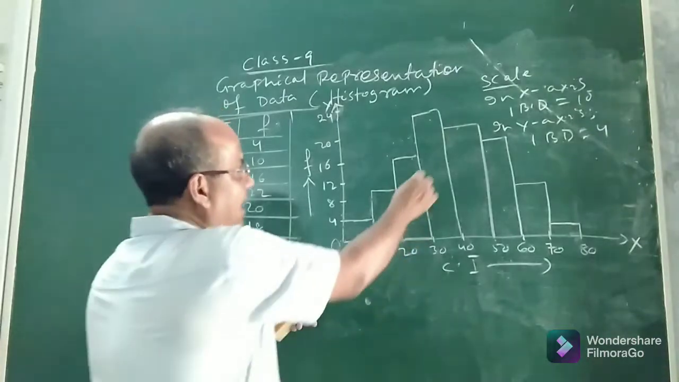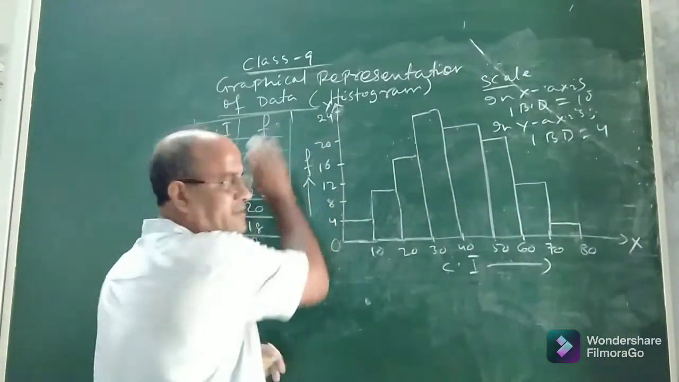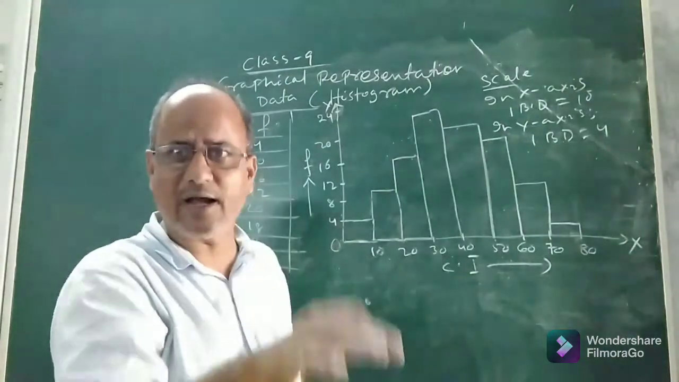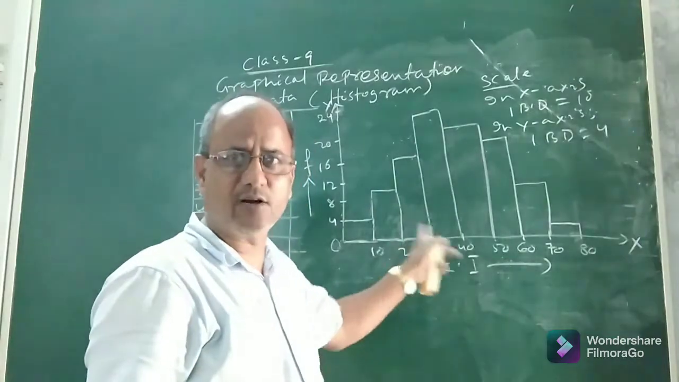Okay. So after choosing scale, I took class intervals along x-axis and frequencies along y-axis. Then what will I do? I will draw bars or rectangles.